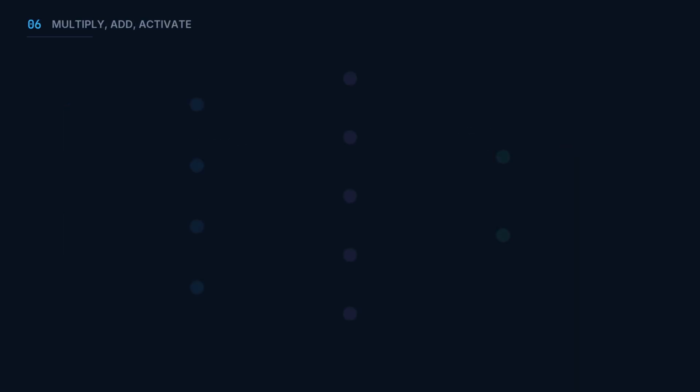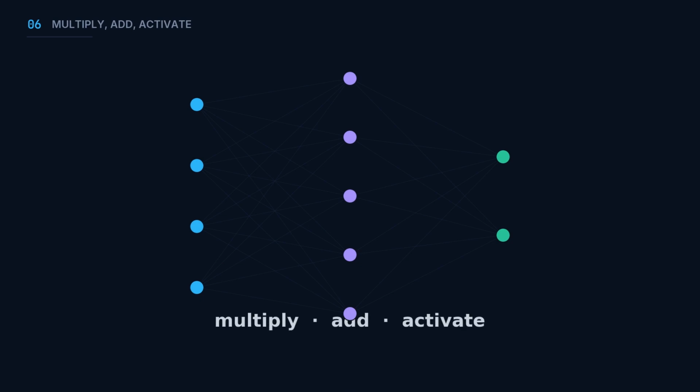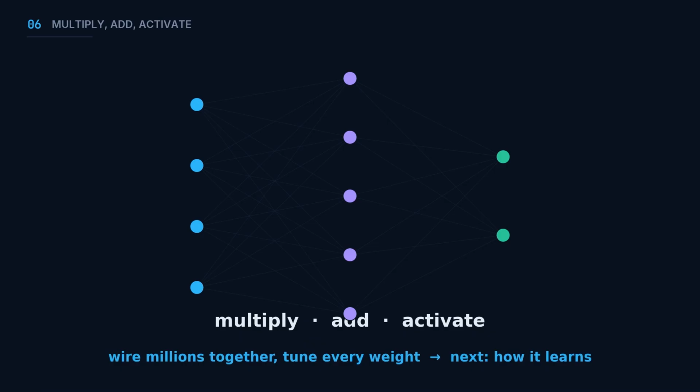So that's all a neuron is. Multiply, add, activate. Nothing more. The magic isn't in the unit. It's in wiring millions of them together and tuning every single weight until the whole network gets the answer right. And how it tunes those weights is exactly where we go next.